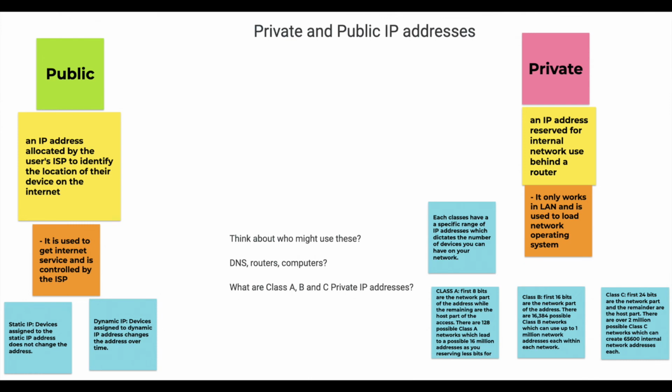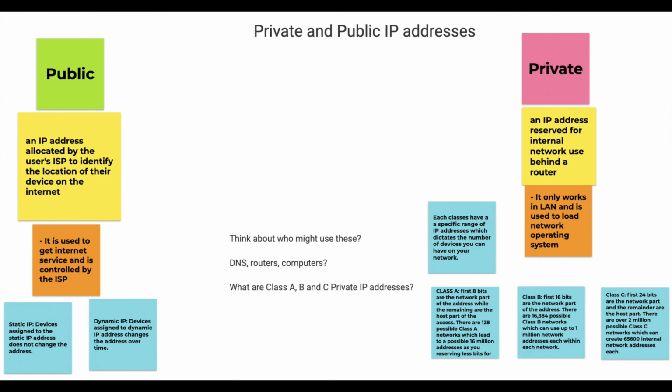So let's look at public IP addresses first. Public IP addresses are IP addresses allocated by your ISP. So chances are that you have one which your home internet provider gives you, and it identifies the location of your particular device on the internet. It's used to get internet service for you, and it's controlled by the ISP. You can't change it. You can have two types of these.